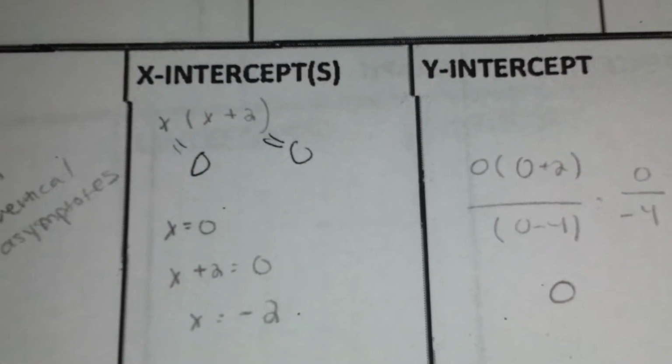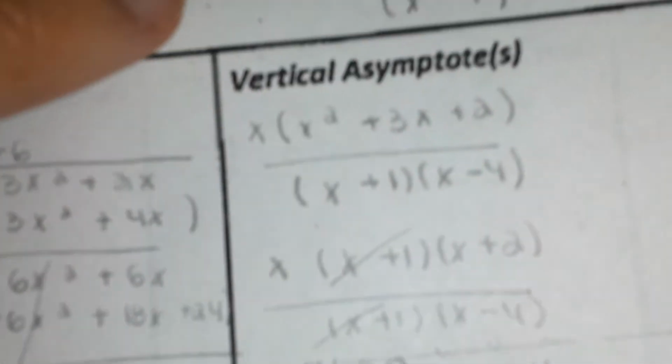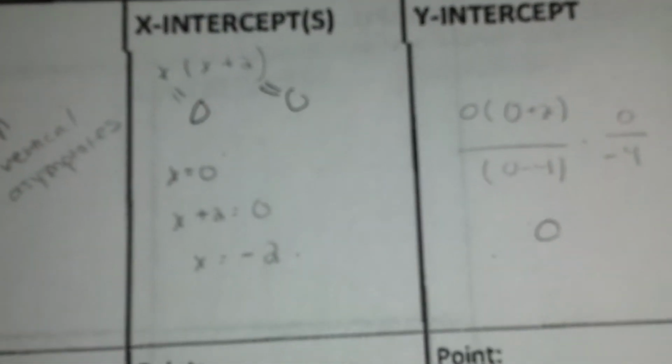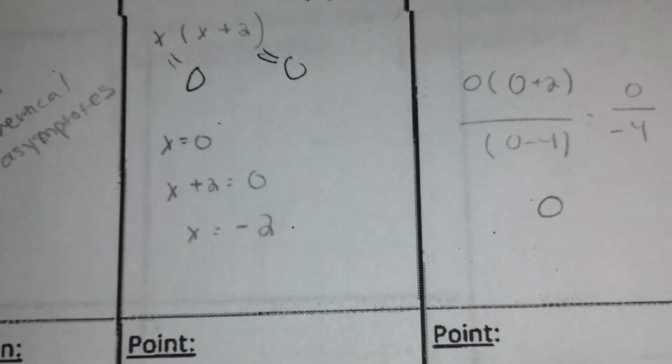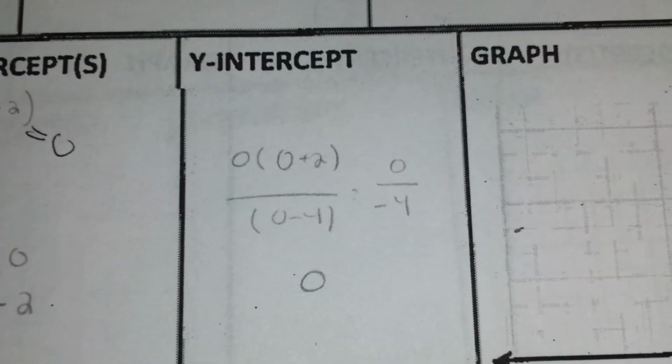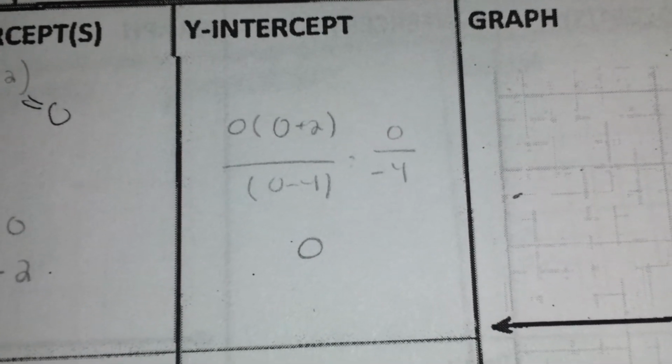Then you find your x-intercepts, which is basically just the numerator from the simplified version, where you canceled out the x plus 1, so you're left with that. You set that equal to 0, so x equals 0 and x plus 2 equals 0, and in the end you'll get those as your x-intercepts once you solve it. And for the y-intercept, you plug in 0 for your x's in the simplified equation, and you'll see that your point will just be 0.